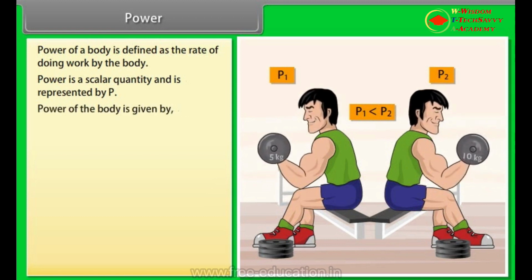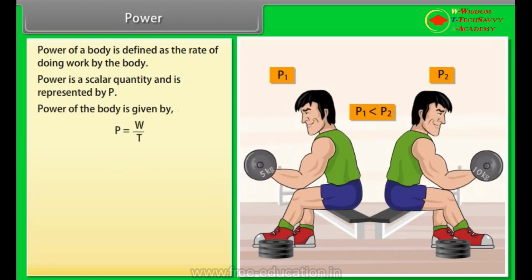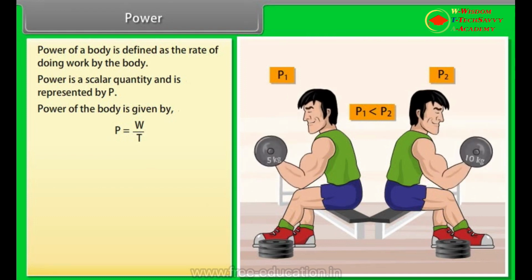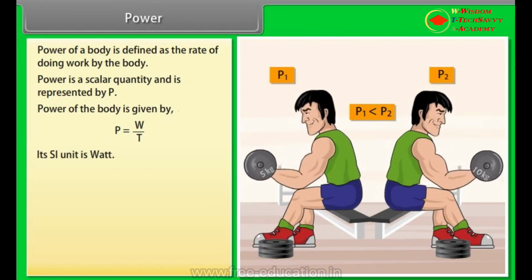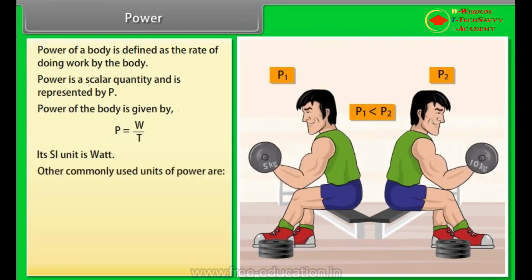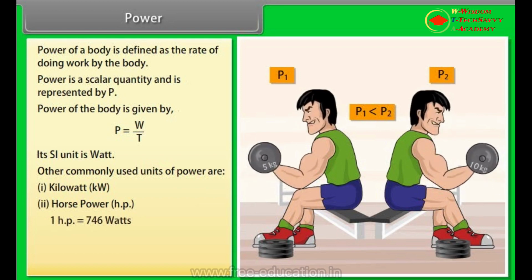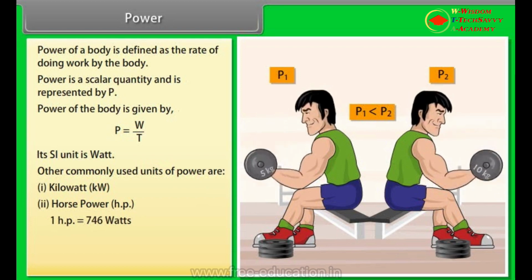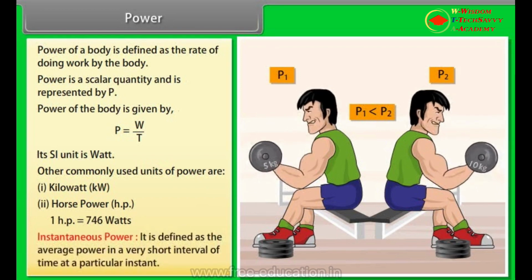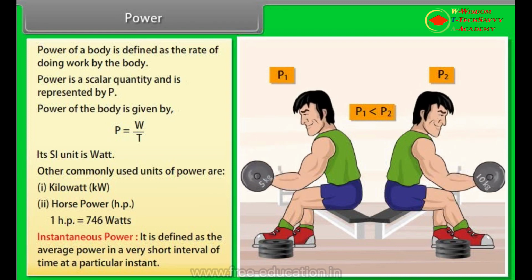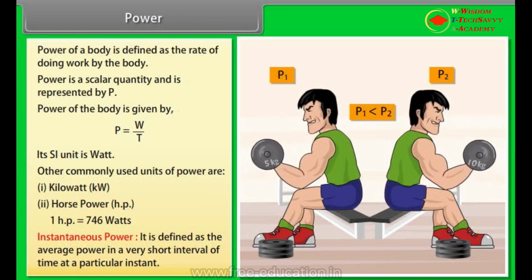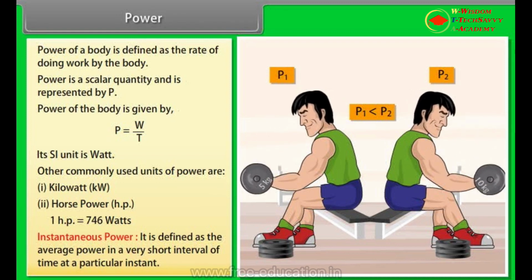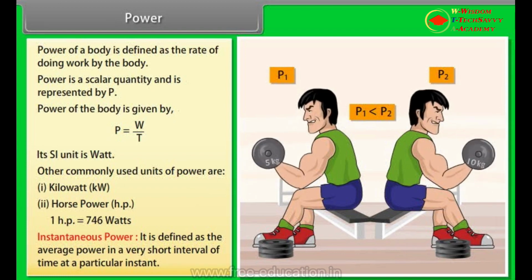Power of a body is given by P is equal to W upon t. Its SI unit is watt. Other commonly used units of power are kilowatt and horsepower. 1 horsepower is equal to 746 watts. Instantaneous power is defined as the average power in a very short interval of time at a particular instant.